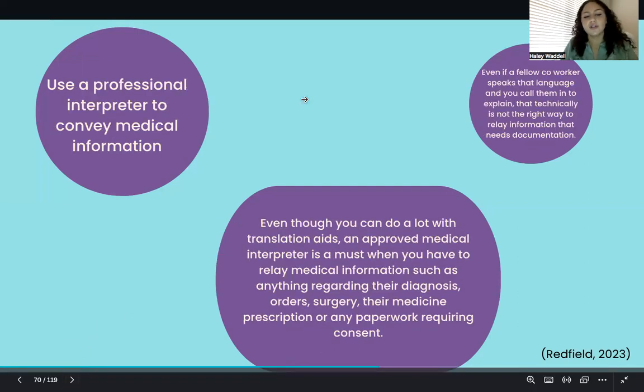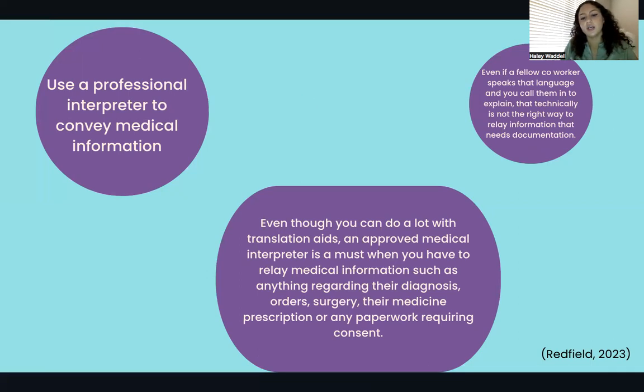The second thing is to use a professional interpreter to convey medical information. Usually, every hospital has either a professional translator on site or through technology. Even though it's not available everywhere, if you have it, utilize it. Even though you can do a lot with translation aids such as Google Translate, an approved medical interpreter is a must when you have to relay medical information such as anything regarding their diagnosis, orders, surgery, medicine, prescriptions, or any paperwork, especially requiring informed consent.